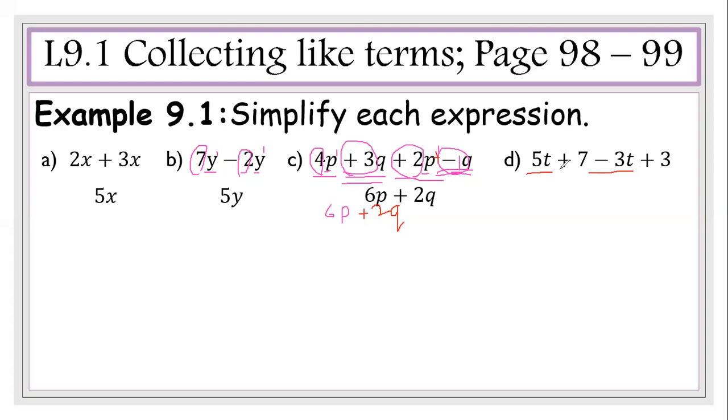No, not 7 minus 3. 7 is what? Positive. And the 3 is also what? Positive. So what do you do when they have the same sign? Add them. So 7 plus 3 is what? 10. So the answer for this will be what? 2t plus 10.